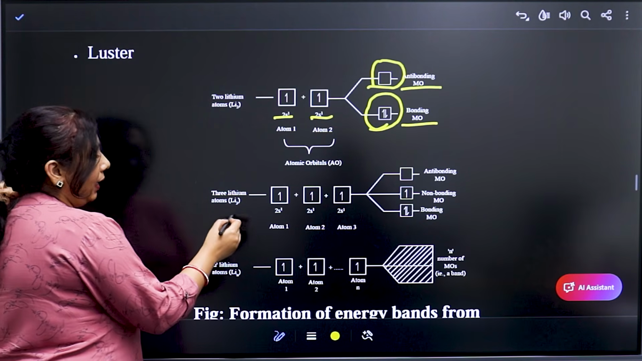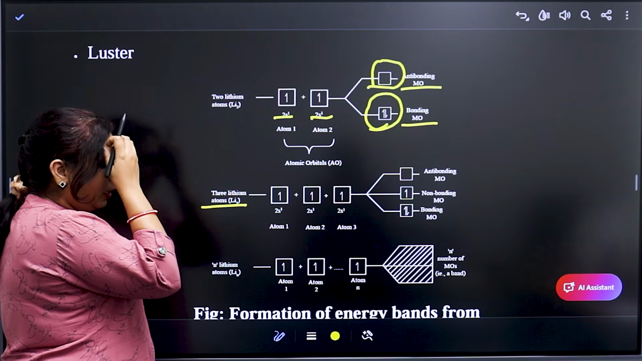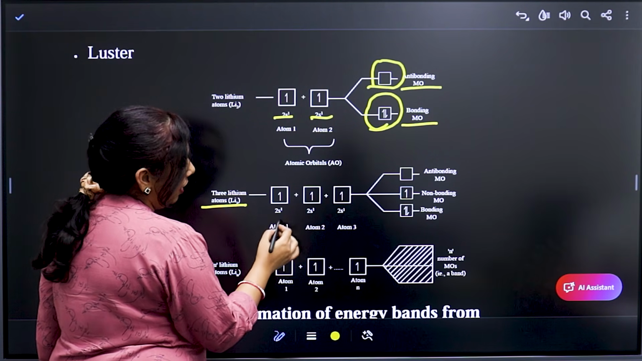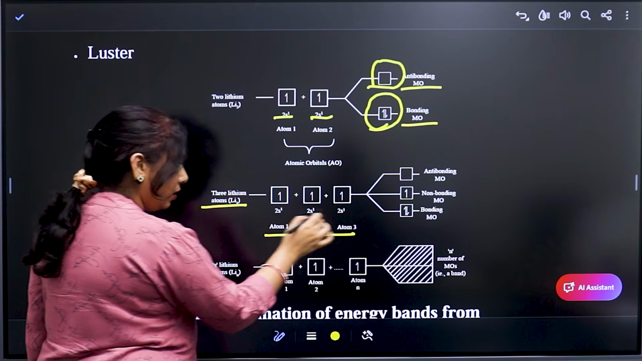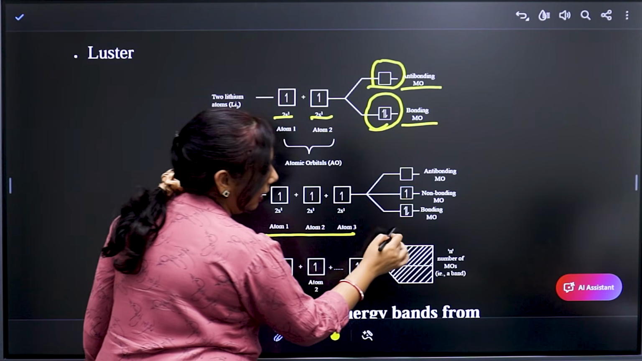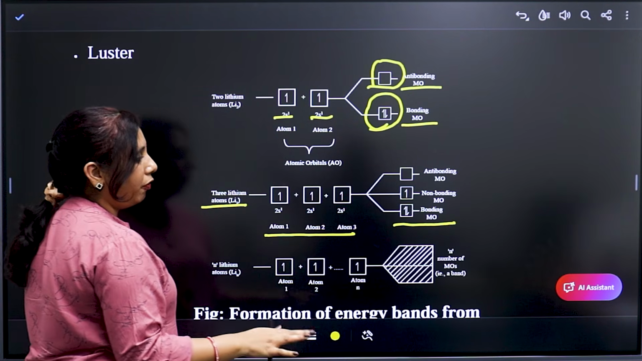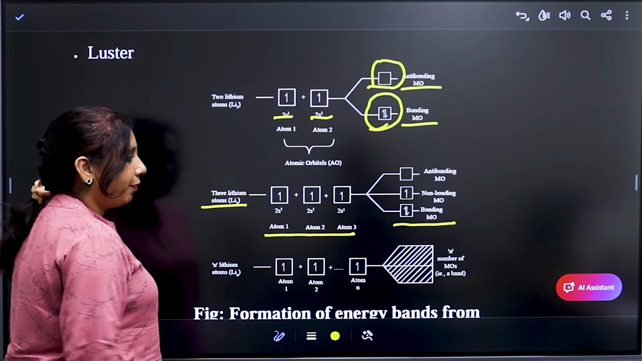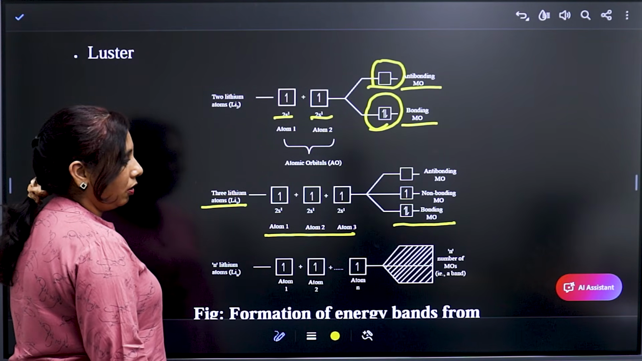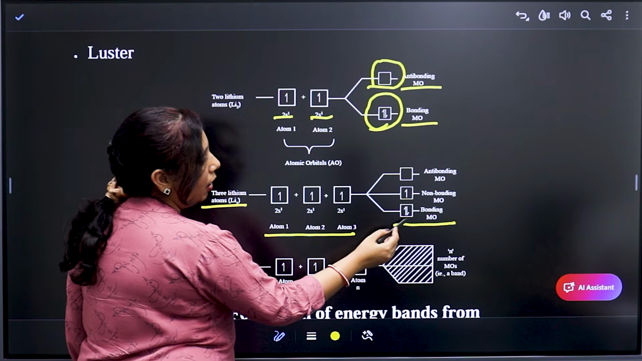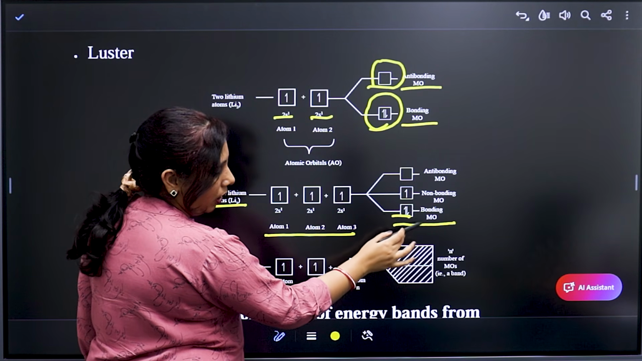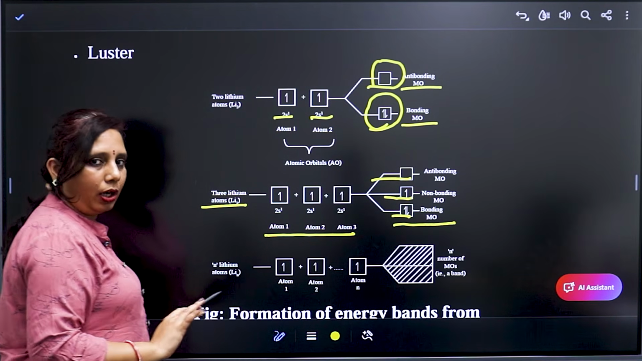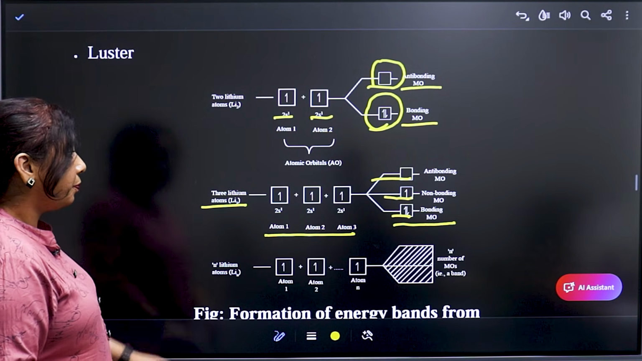If three lithium atoms form the metal crystal, then we have three atomic orbitals, and three molecular orbitals are formed: bonding, non-bonding and anti-bonding. Here three electrons are present. Two are present in the bonding molecular orbital, one is present in the non-bonding, and an empty anti-bonding molecular orbital is formed.